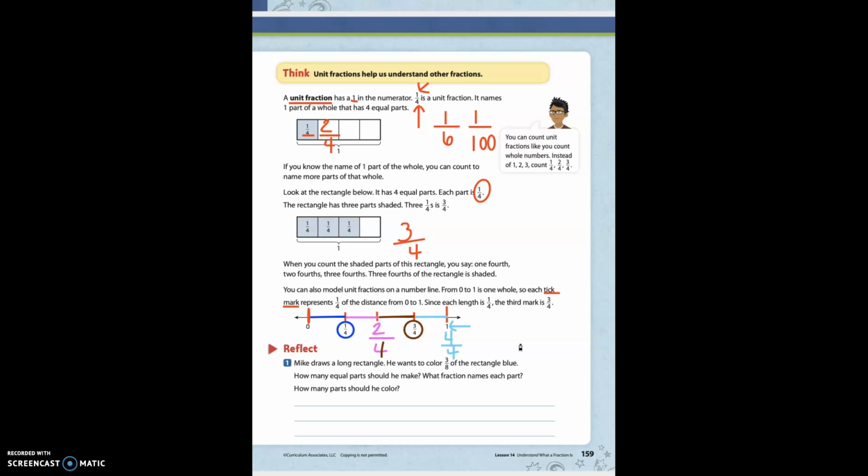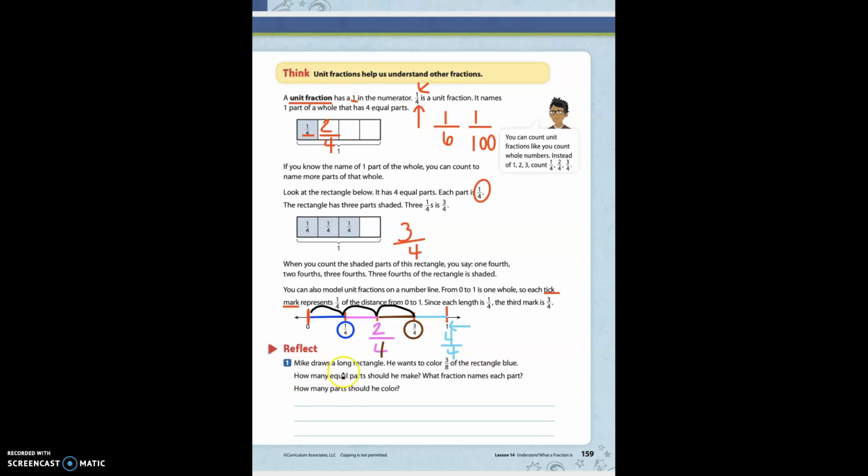So this says, since each length is 1/4, the third mark is 3/4. So starting here, from there to there is 1, 2, 3/4. So that would be your 3/4 spot right there.